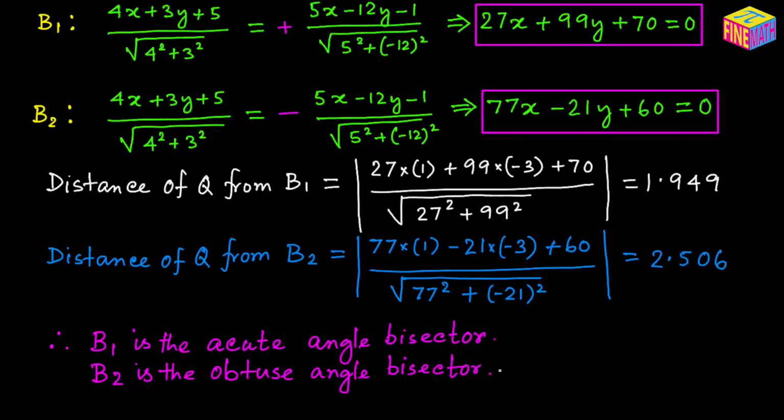In the next video, we are going to discuss the third method of identifying which bisector is the bisector of the acute angles and which one is the bisector of the obtuse angles.